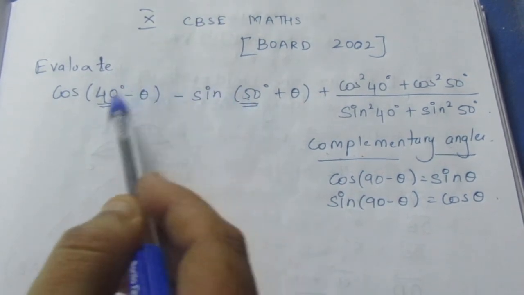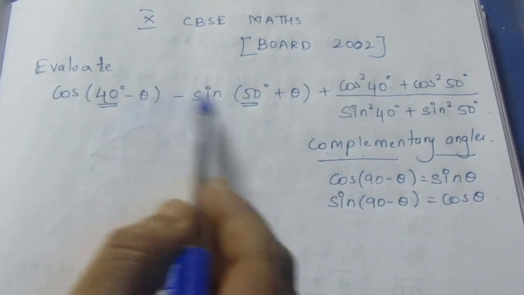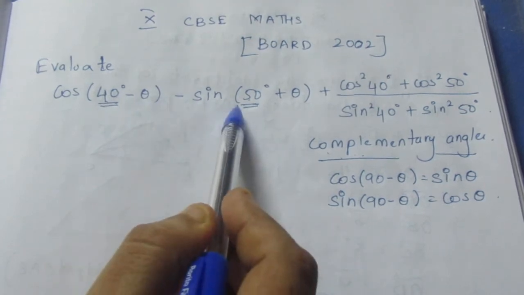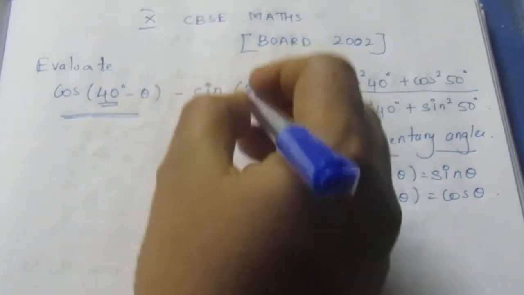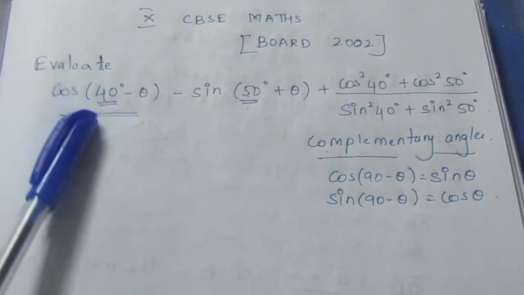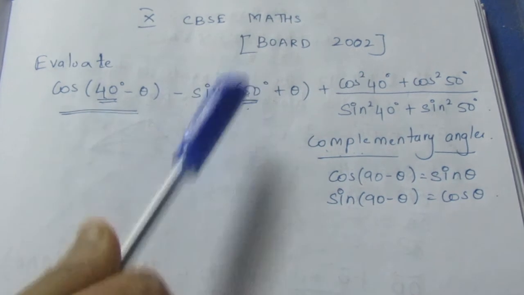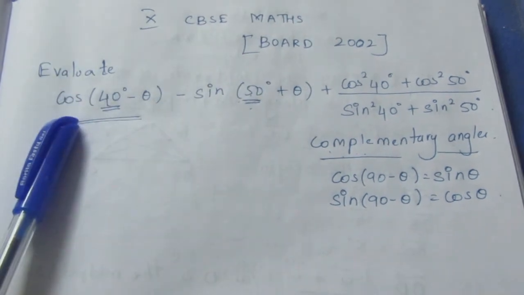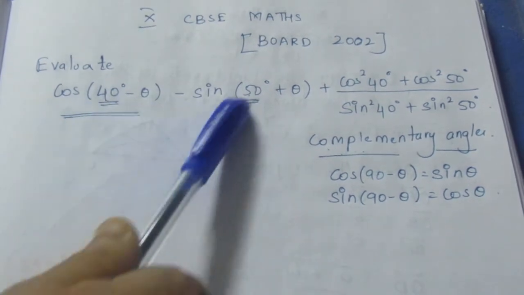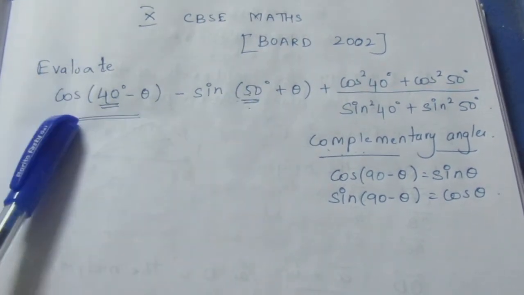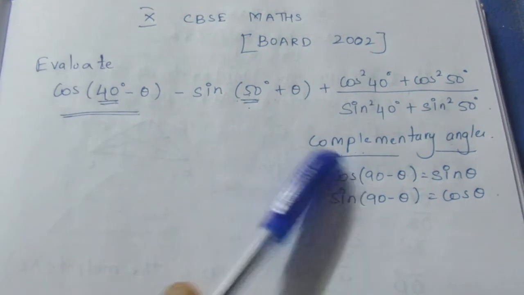So if you add any two trigonometric ratio angles and you get 90 degree, change any one of the values, whether you change this or this. If you change this, you should not change this. If you want to change this, you should not change this. So we need to change any one. If you find these two are complementary, then change any one of the complementary angles.